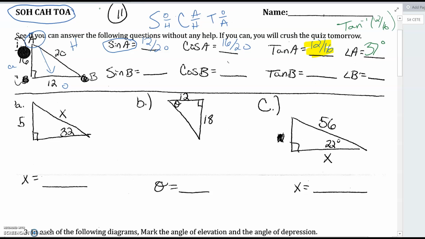Then whenever you're doing B, now these are going to switch. All right, so now this is opposite, this is adjacent. So sine, I would have 16 over 20. Cosine would be 12 over 20. Tangent would be 16 over 12. Angle B, if you do tangent -1 of 16 over 12, they should be complementary. Get about 53 degrees.